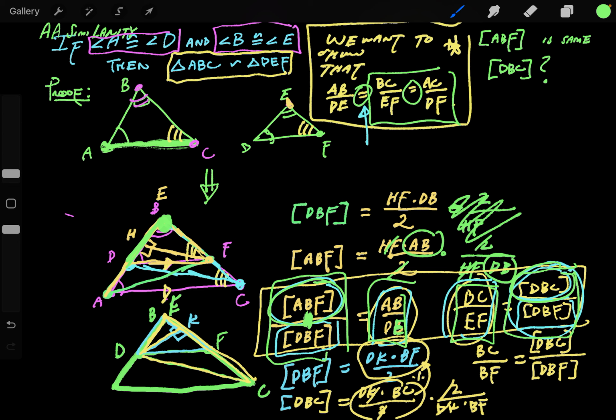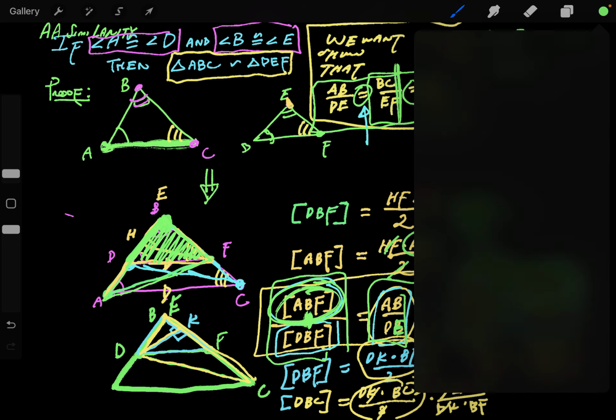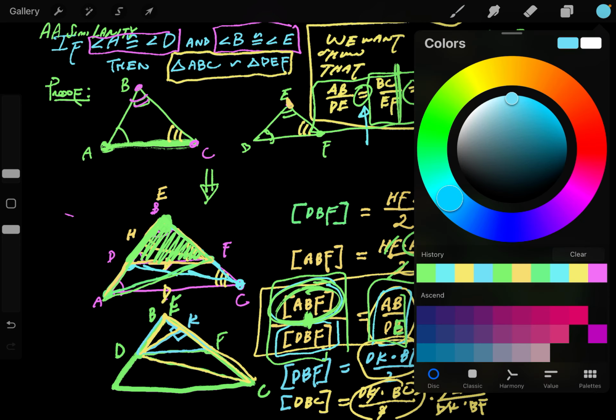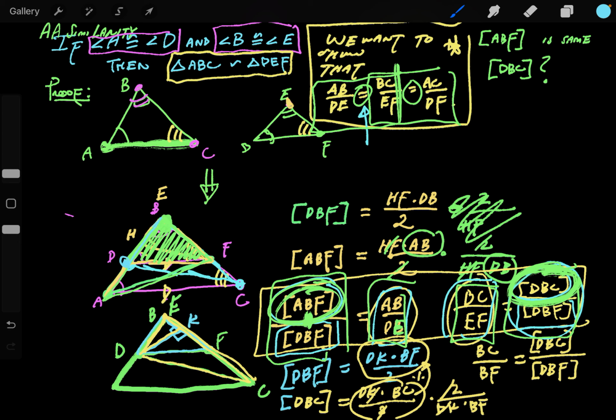But okay, first, one thing. First, we got to show that these two are the same here. And the way to do that, again, is if I show this is the same as this, then I'm done. So now let's look at the area of ABF. If we look at ABF, we should see that triangle DEF is part of it. And if we look at triangle DBC, so D, B, that's point B, and C, we should see that DEF is also a part of that triangle.